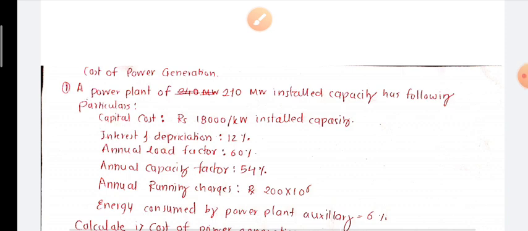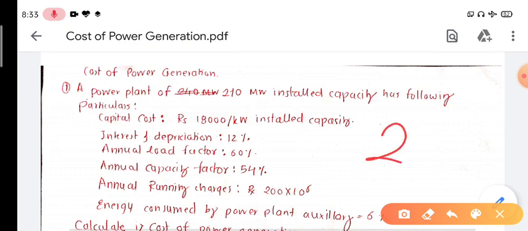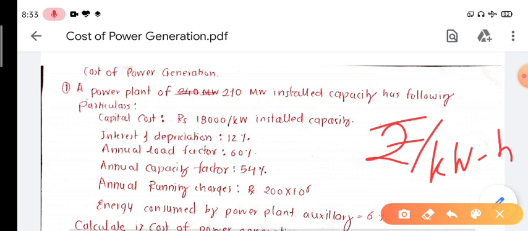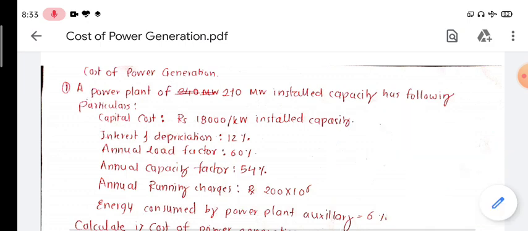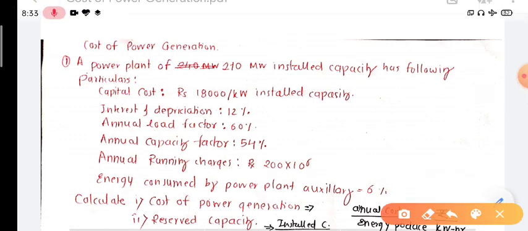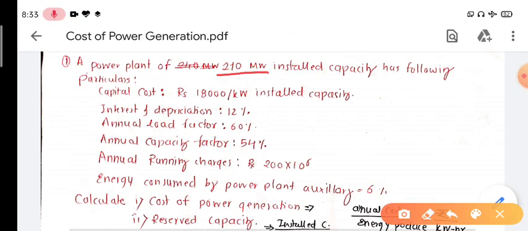Till now we have been through 3 to 4 types of numericals. In today's lecture we are going to see cost of power generation type of numericals. The ultimate aim of these types of numericals is to determine rupees per kilowatt hour. These are the rupees required to produce this much energy in an hour. The problem statement is: a power plant of 210 megawatt installed capacity has the following particulars.